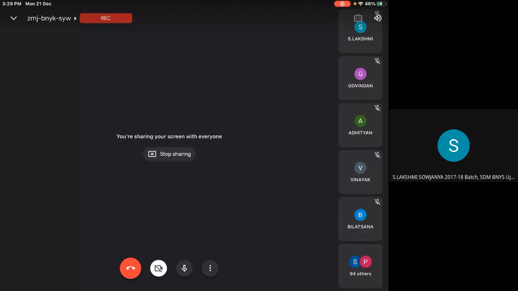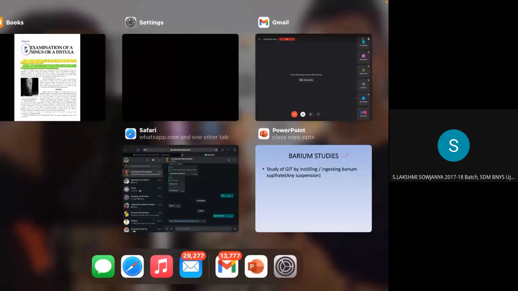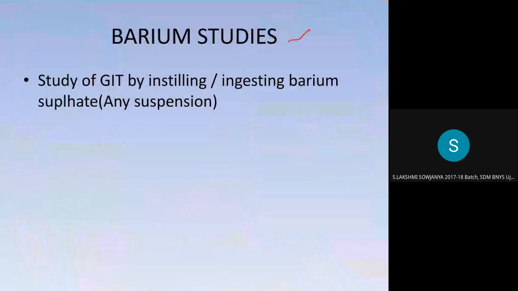Right. So we have first of all barium studies. Usually it is barium sulfate, which can be taken by mouth, or it can be taken as a semi-solid diet, that is called a barium meal, or it can be taken as barium enema, which is administered through rectum. These are three common ways through which barium can be administered.